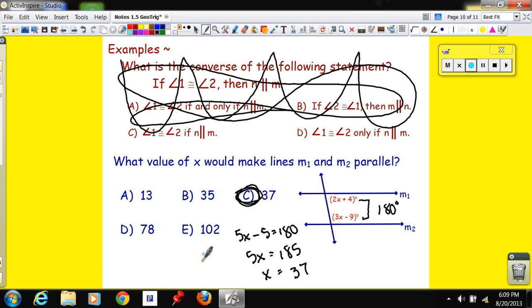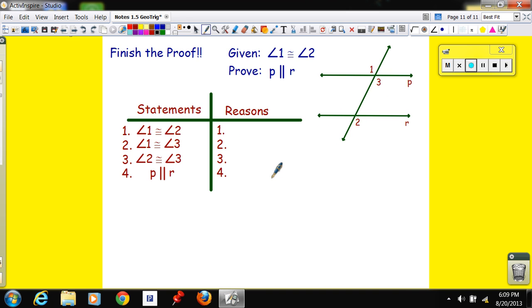So again, you can pause it anytime you need to. The last slide is one last little proof that I wanted to show you. It's a little bit easier. It's just a quick parallel lines proof. It says given that angles 1 and 2 are congruent. So that's our given statement, and that's given to us.